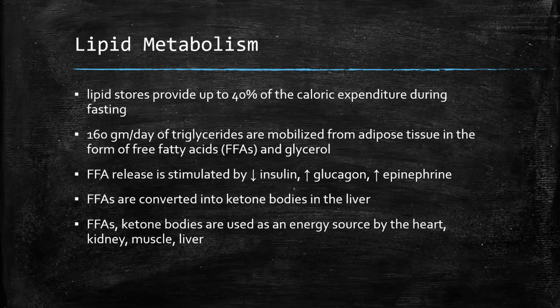Lipids also are an incredibly important source of calories during a fast. We're able to mobilize triglycerides to get fatty acids and glycerol. Free fatty acids are used by a number of tissues as a primary energy source, including the heart and skeletal muscle. The kidney and liver is also able to use them as well. And as the fast progresses, free fatty acids become converted into ketone bodies as more and more tissues are able to switch over to the use of ketones.